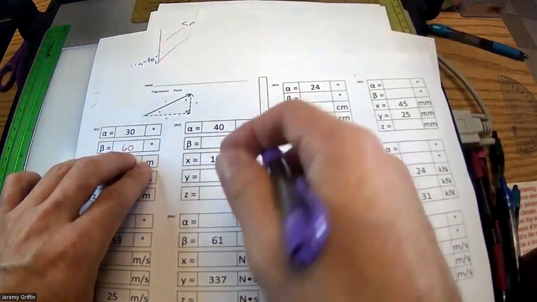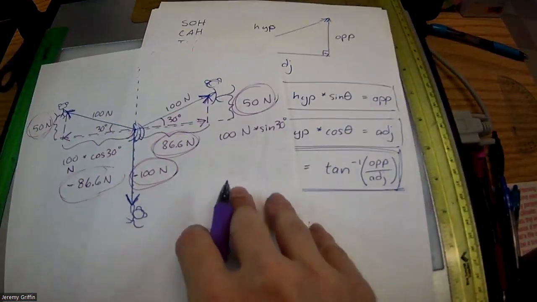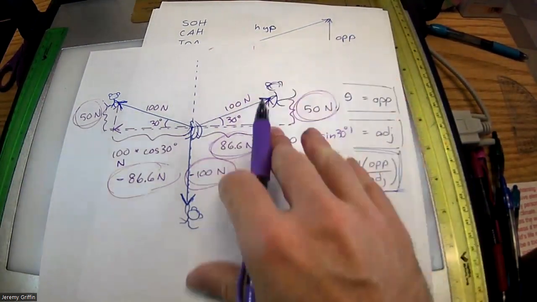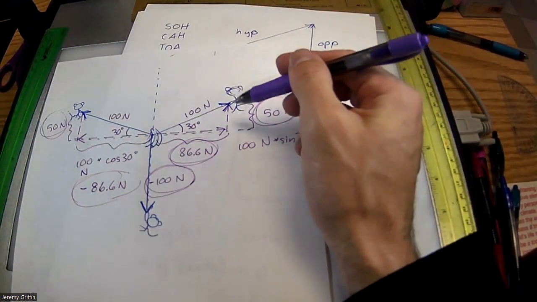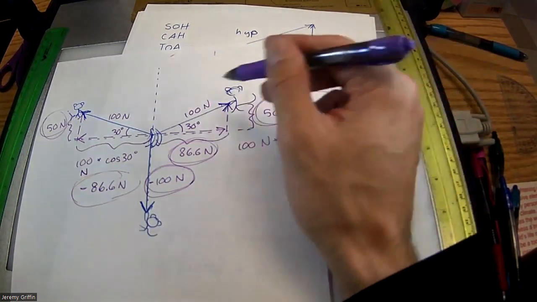30, 60, 90. Yeah, it's one of your special right triangles. One reason it's special, it's nice to know. You guys just saw one of these before, these monkeys pulling these bananas. I've got a 30, 60, 90 triangle right there. One thing that's nice about 30, 60, 90 triangles is that the short leg compared to the hypotenuse is always a 1-to-2 ratio, 50 over 100.